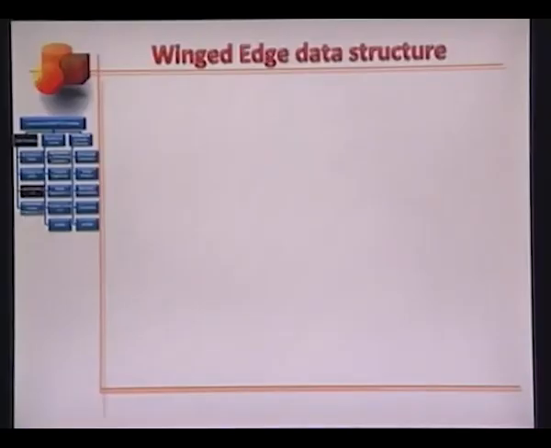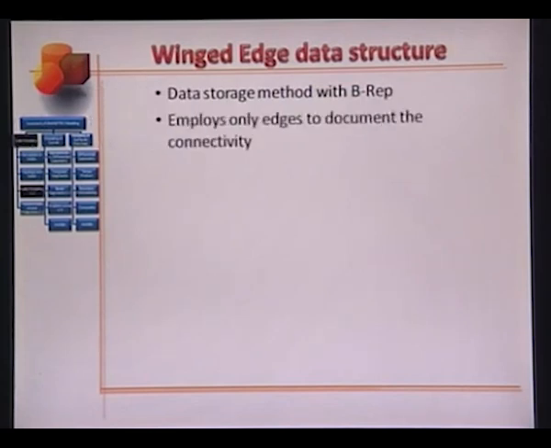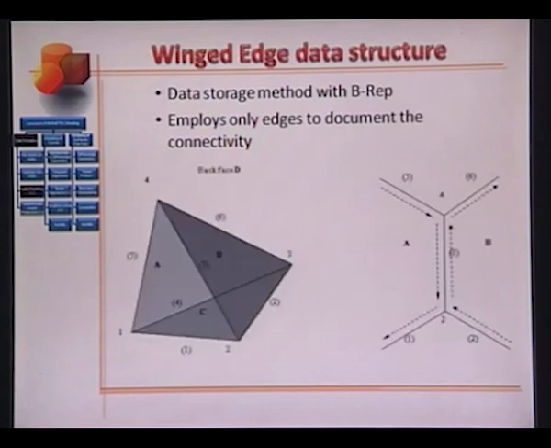This is an important concept in the BREP approach, the winged edge data structure. It is a data storage technique. It employs only edges to document the entire topology or connectivity in a polyhedral solid. Let's take an example of a tetrahedron, and in particular, let's consider edge 3. This edge connects 2 vertices, vertex 2 and vertex 4.